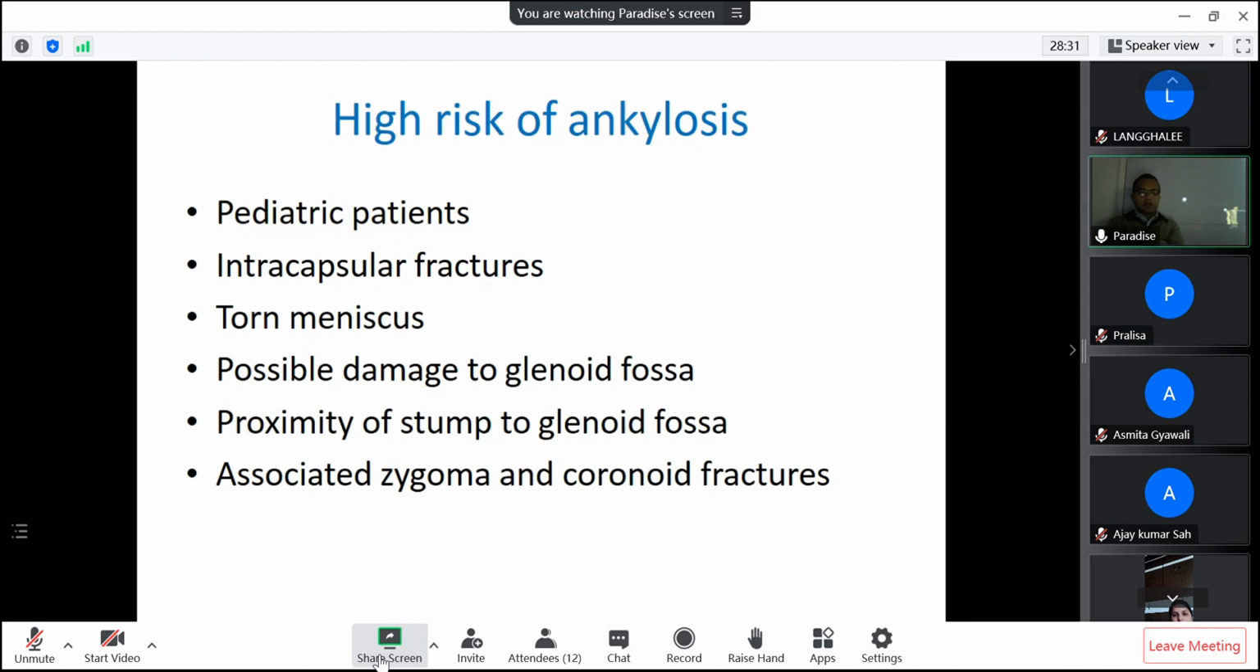In order to treat the ankylosis, you have to approach through the pre-auricular approach. The incision is given just anterior to the external ear, just anterior to the pinna, just anterior to the tragus of the ear. The vertical incision is given. Sometimes what happens is, in order to release the ankylotic chunk, you have to extend the incision.